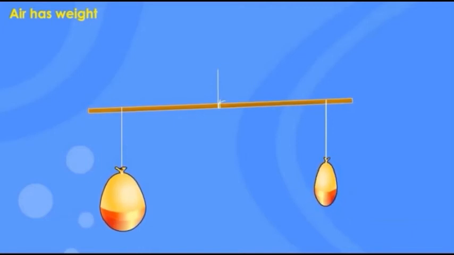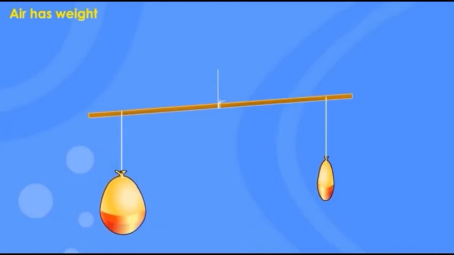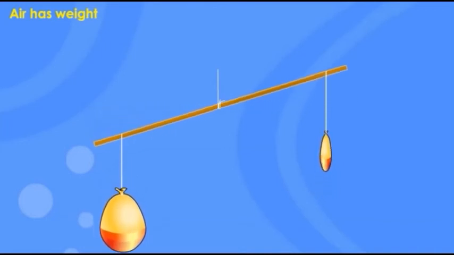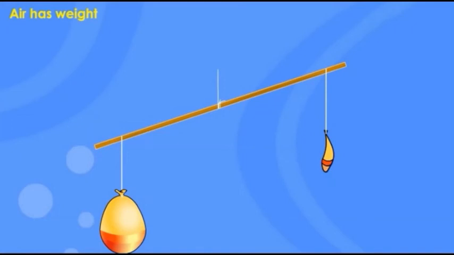Now, when all the air has escaped from one balloon, the other balloon with air in it goes down and the stick is not balanced now. So, by this, we can conclude that air has weight.